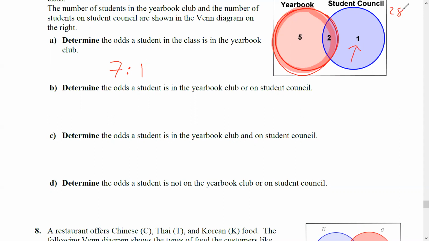So what are we missing? Well, we're missing the fact that there's 20 people out here, right? That aren't doing anything, slackers. So really what you got here is 7 to 21. There's 7 yearbook people to 21 not in yearbook.